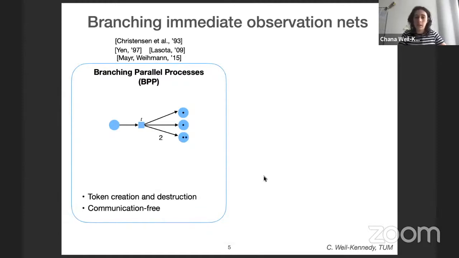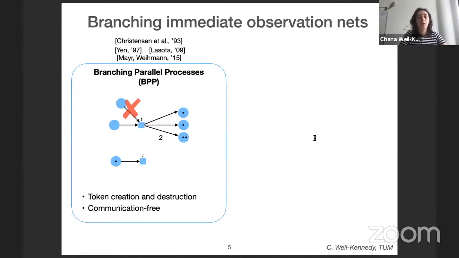Now, there can be weights on the arcs. For example, here, this would put 2 tokens here and 1 token here and 1 token here. There cannot be 0 input places. There cannot be more than 1 input place, but you can have no output places if you wish. So in Petri nets of this subclass, there is token creation and destruction.